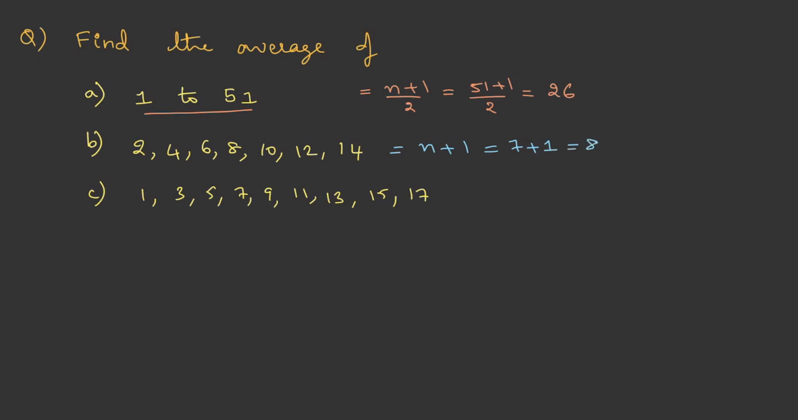Now the last bit C, that is 1, 3, 5, 7, 9, 11, 13, 15, 17. These are 9 odd numbers. So whenever we have odd numbers, we already know it is n and the number of digits is 9. Therefore this is 9. I hope you are able to pick up the basic concept on calculating the averages.